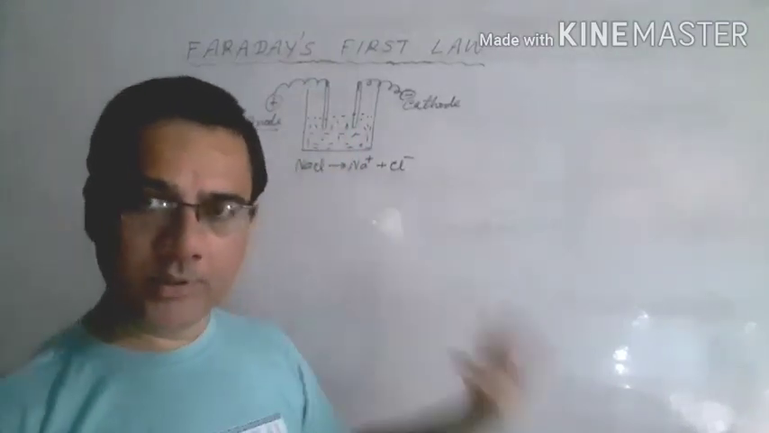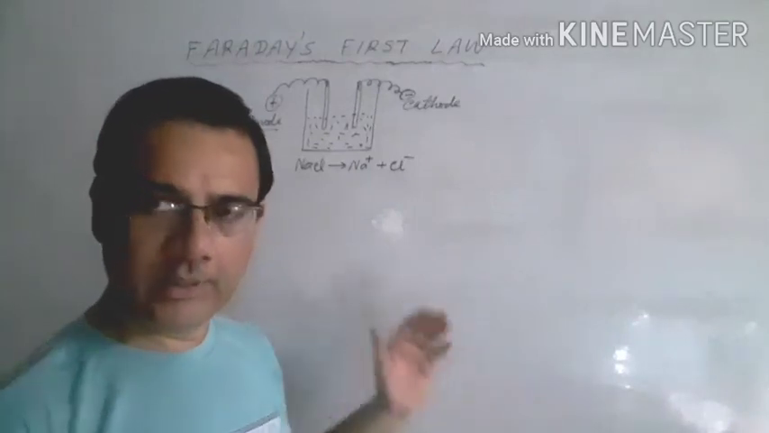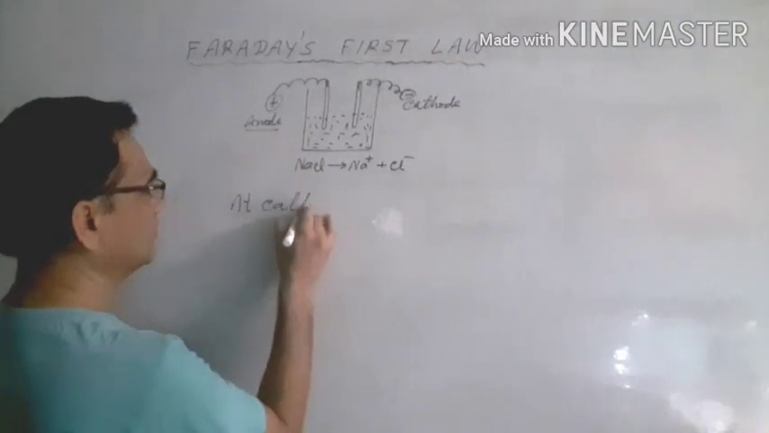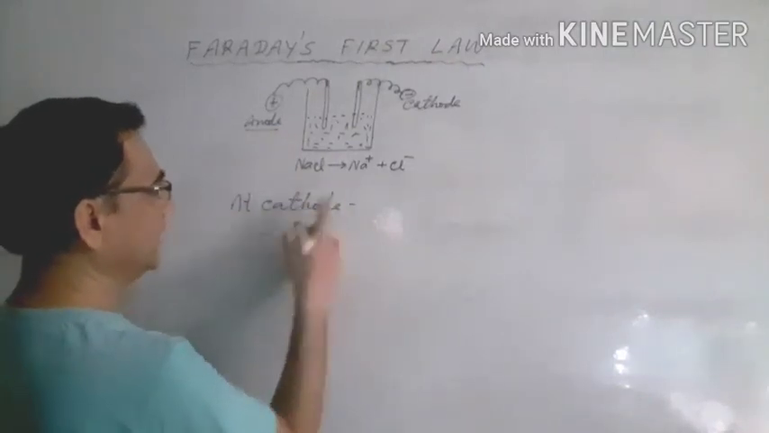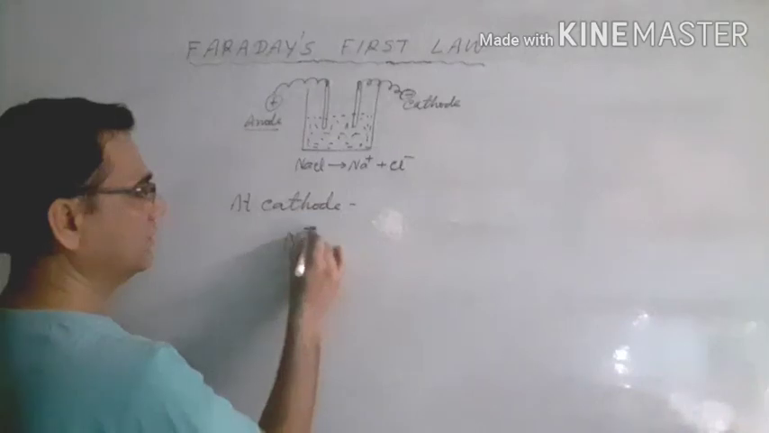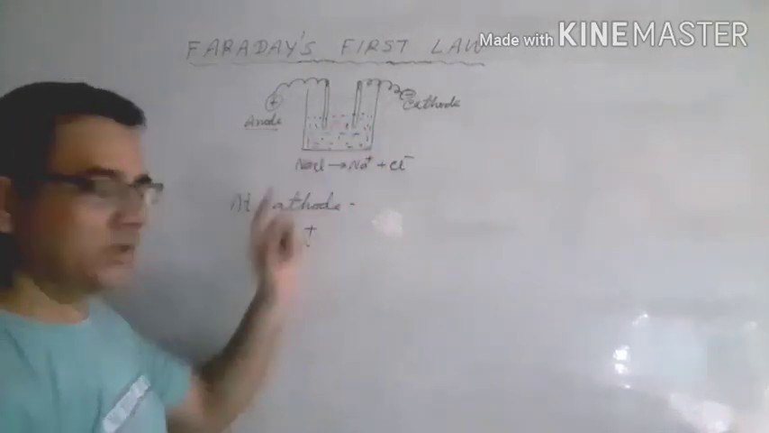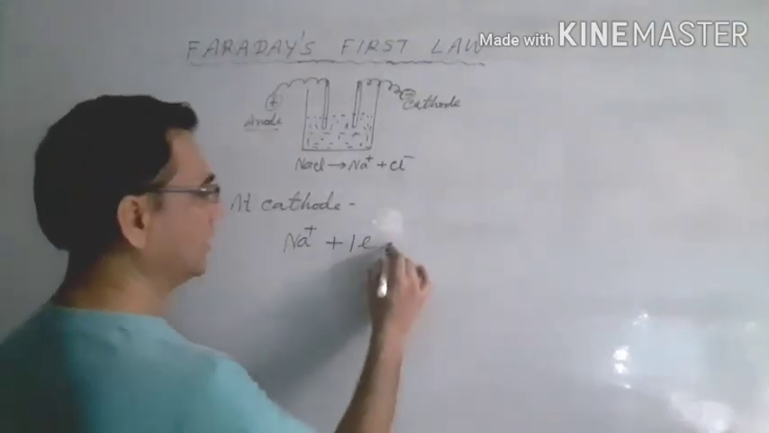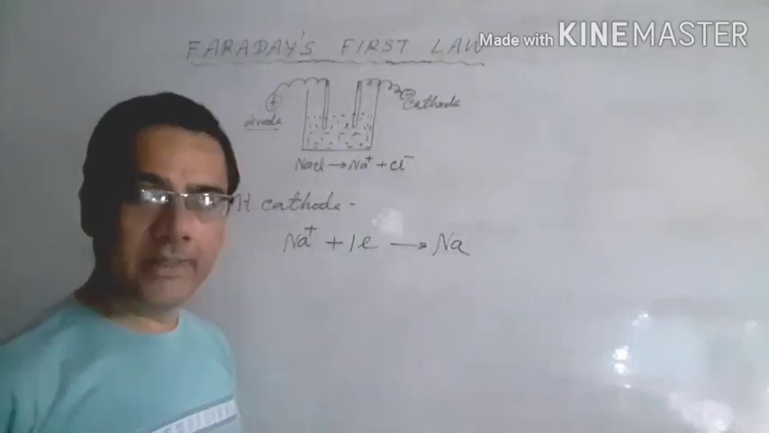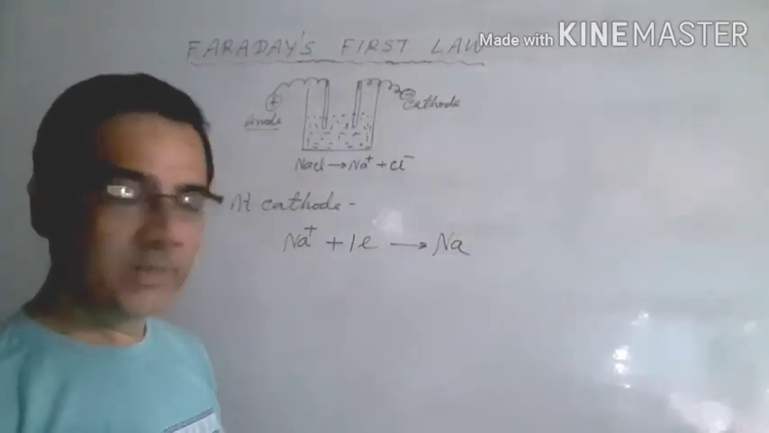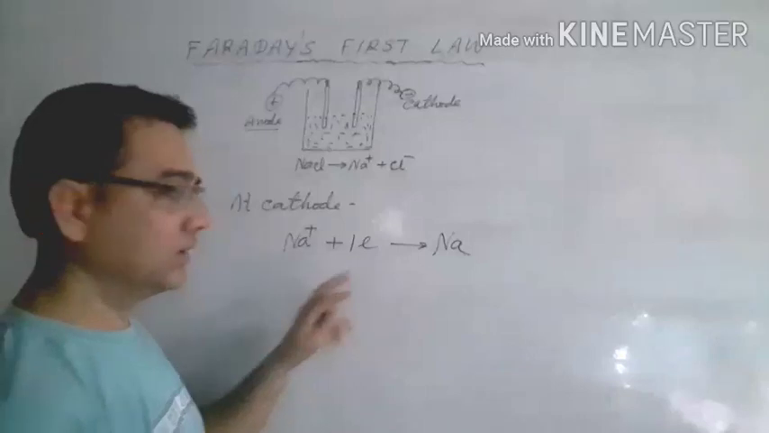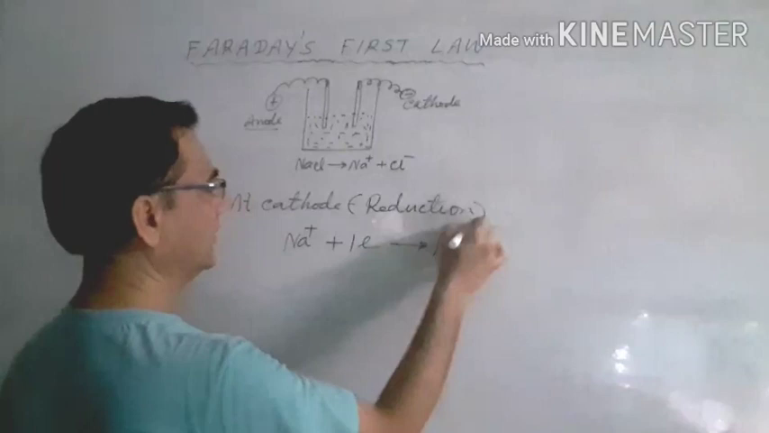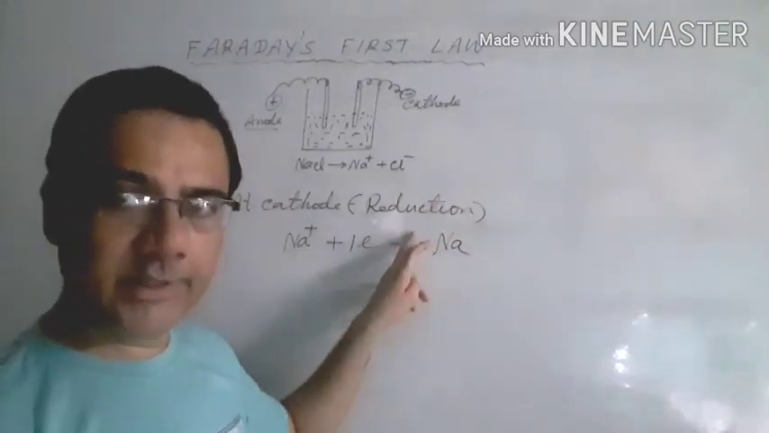A process occurs at the cathode and anode. What are the reactions which occur at the cathode and anode? Let us see. At the cathode, each Na plus ion will move towards the cathode. It will gain one electron, and after gaining one electron, it converts into a sodium atom or sodium metal. Since it is the gaining of electrons, that is called reduction. At the cathode, always reduction takes place.